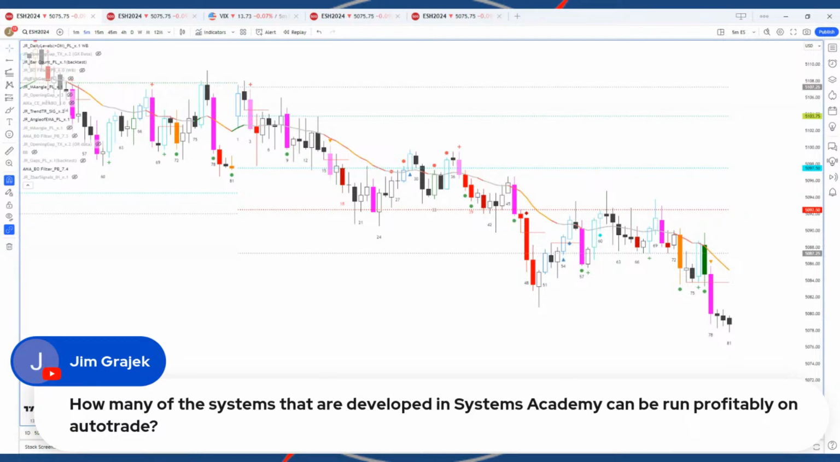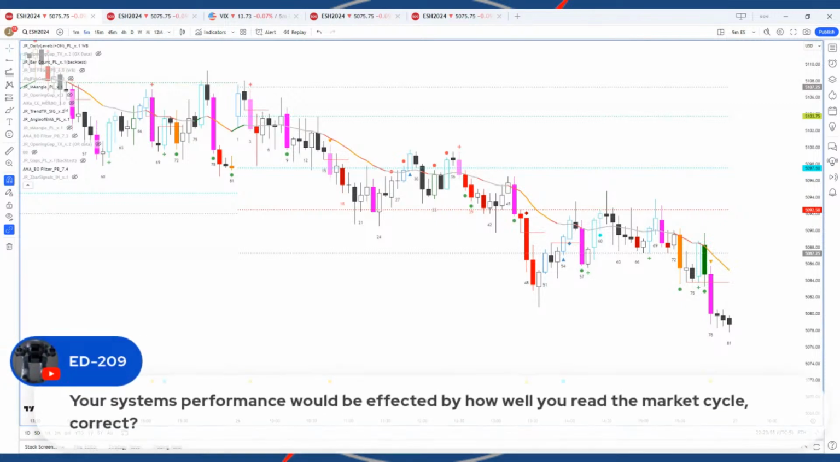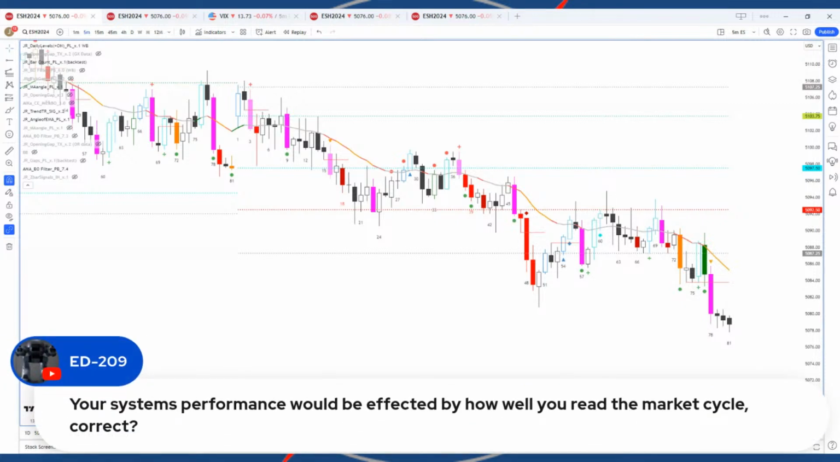Exactly. This is the key, and you pointed out exactly why it's so difficult. Your system performance would be affected by how well you read the market cycle. Exactly. And so the algorithms you use can't just be signal generating algorithms; they have to be context algorithms, and those are very difficult to write because it requires relatively sophisticated coding skills.